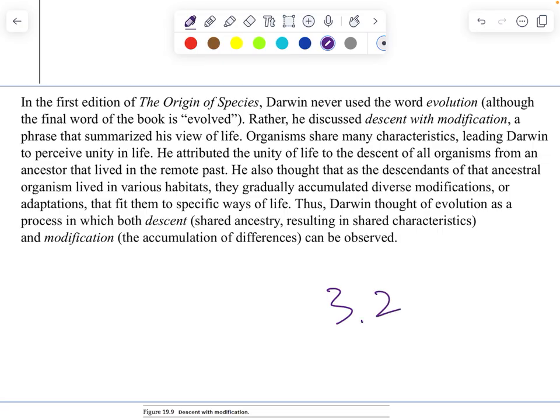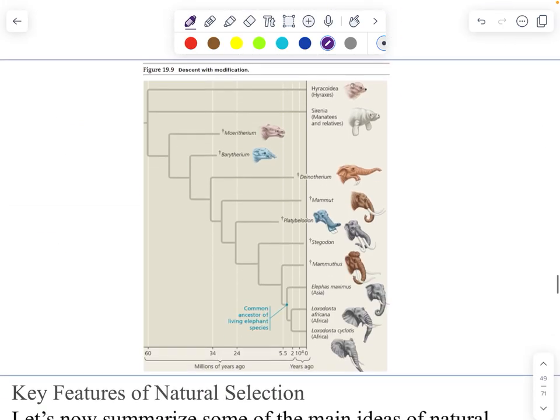He never used the word evolution, although the final word of the book is evolved. Rather, he discussed descent with modification, a phrase that summarizes his view of life. Remember again, descent, shared ancestry, and modification, the accumulation of differences. And so here's an example of descent with modification.